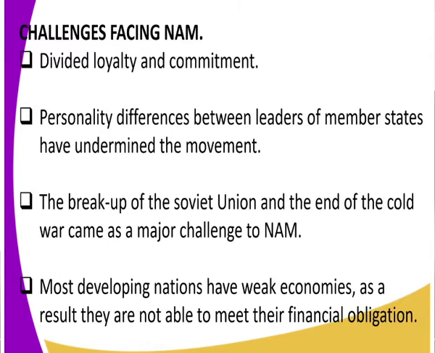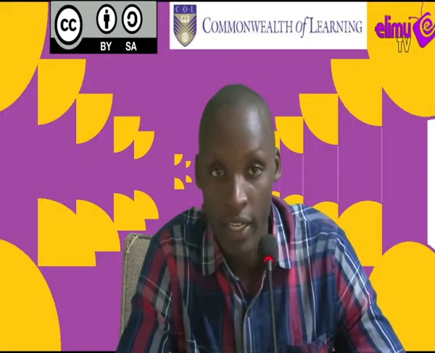Now, what are some of the challenges facing NAM? One, there's divided loyalty and commitment. These member states who are in the non-aligned movement also belong to other organizations. For example, ECOWAS, IGAD, COMESA, the African Union, and the Commonwealth. The issue of divided loyalty is another great challenge.